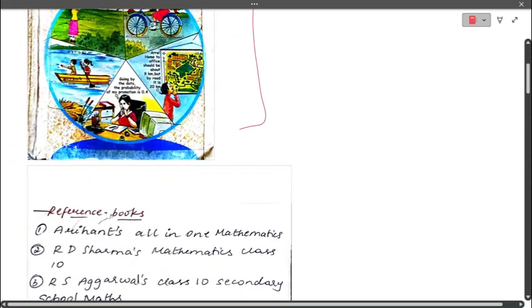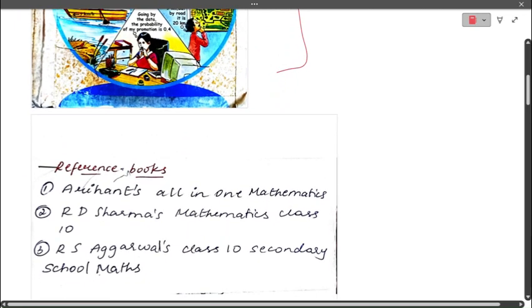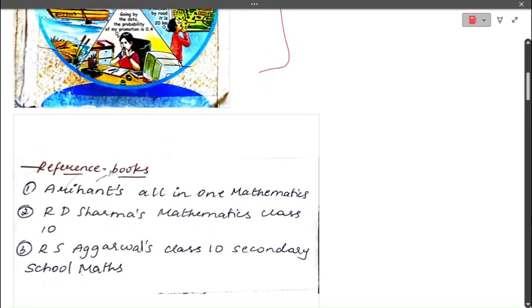Along with the textbook, one of the vital roles is played by the reference books for CBSE students. Arihant's All-in-One Mathematics is a reference book which we shall be using for the case studies. Case study is the last 15 marks segment in our CBSE paper.